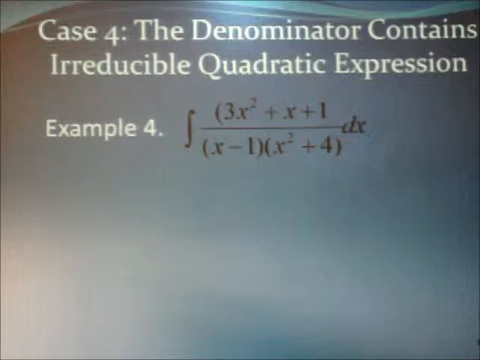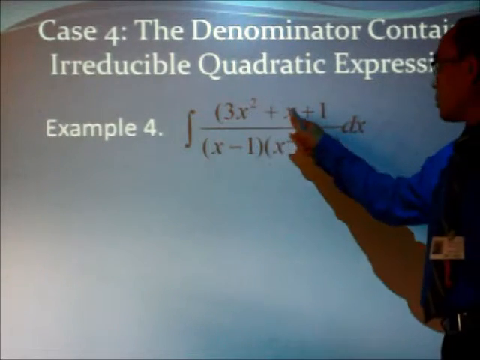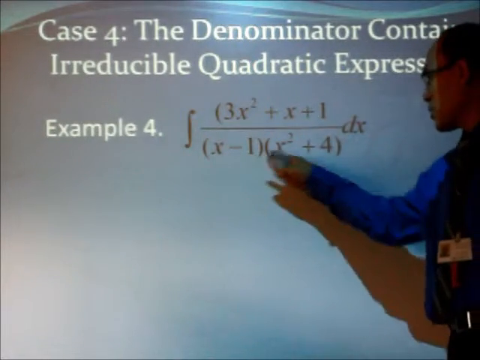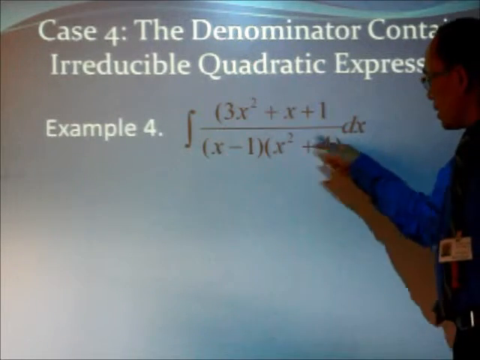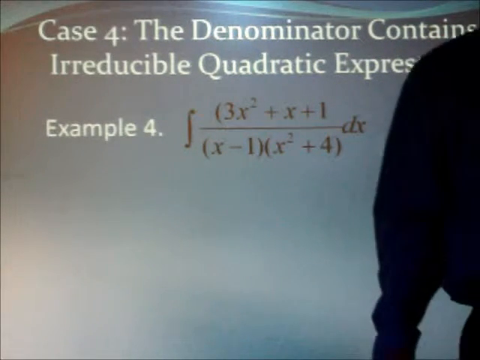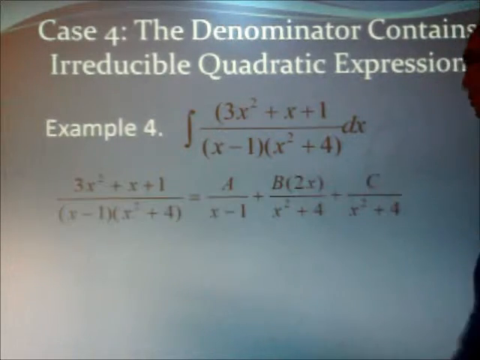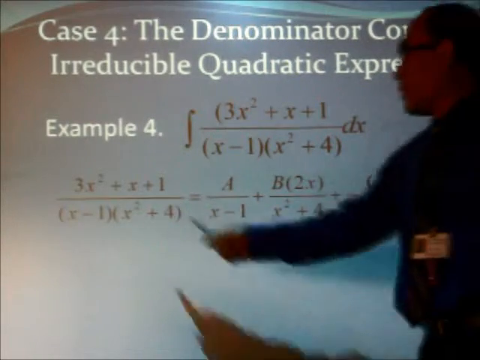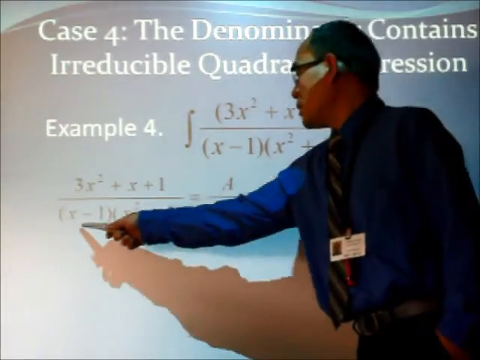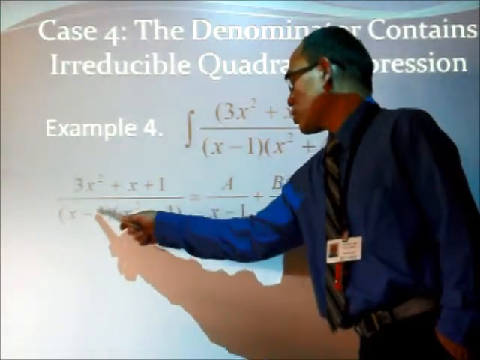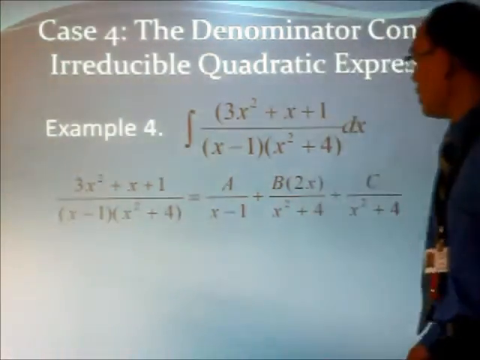Okay, the denominator contains a reducible quadratic expression. Example: this one, 3x squared plus x plus 1 divided by x minus 1 times x squared plus 4. You know that x squared plus 4 cannot be factored anymore, so we will deal with this. So how do we set it up? This is how we do it: 3x squared plus x plus 1 over x minus 1 quantity x squared plus 4.